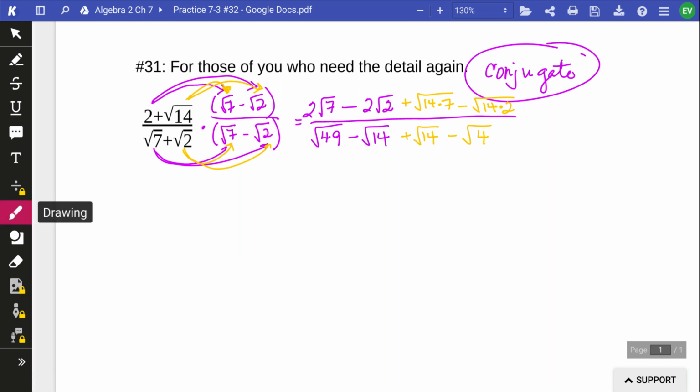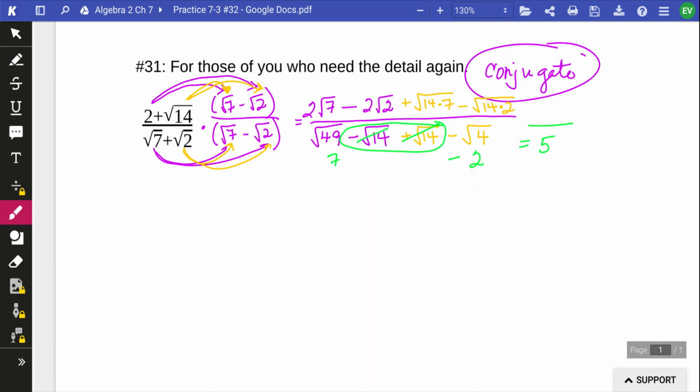Okay, so in the denominator, I've got a positive square root of 14 and a negative square root of 14, so those disappear. We also have the square root of 49. Hopefully you know that's 7 by now. Minus square root of 4 is 2. So 7 minus 2 equals 5. So 5 is our denominator.